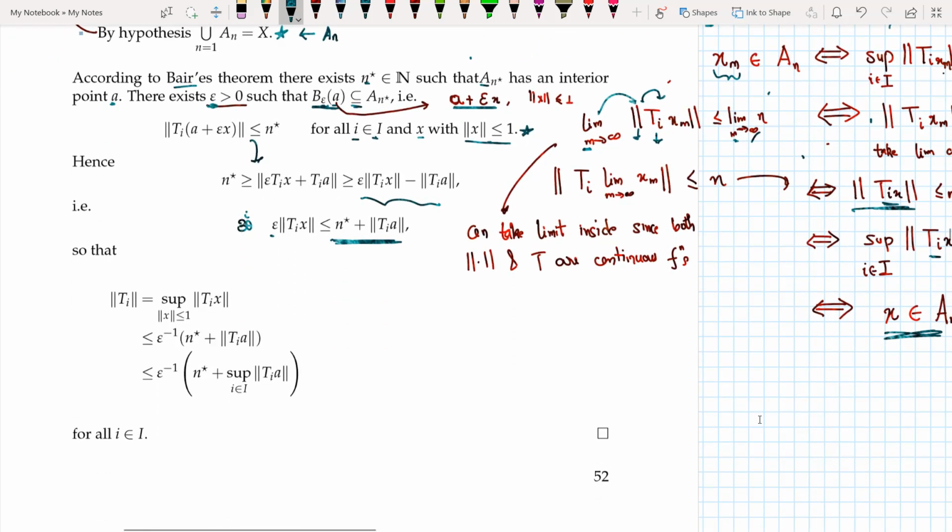And now I know that the norm of Ti is the supremum over all x with norm less than or equal to 1 of the norm of Ti x. Now this is less than or equal to this, because exactly from here, and then I can further estimate it, and I can say that the norm of Ti is bounded by this quantity for all i belonging to capital I, and thus I can say that the norm of Ti is also bounded.